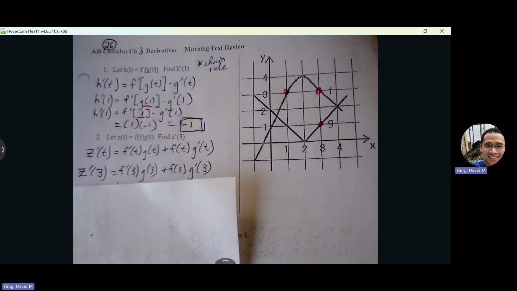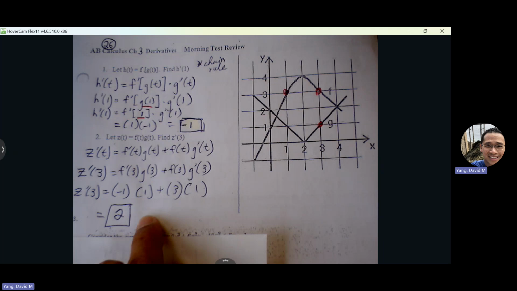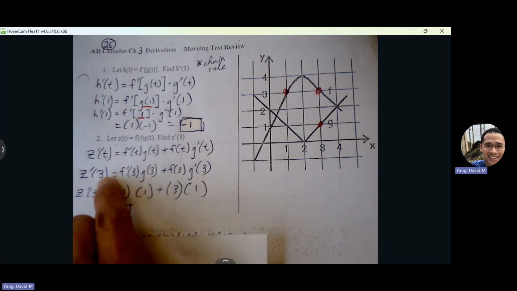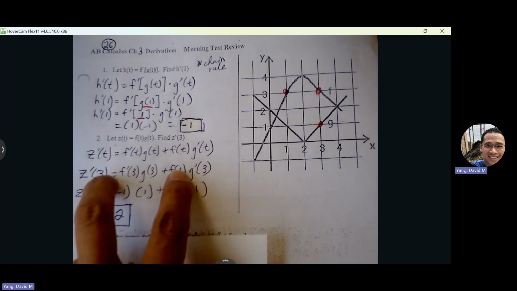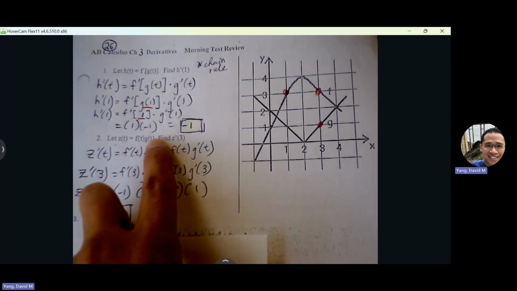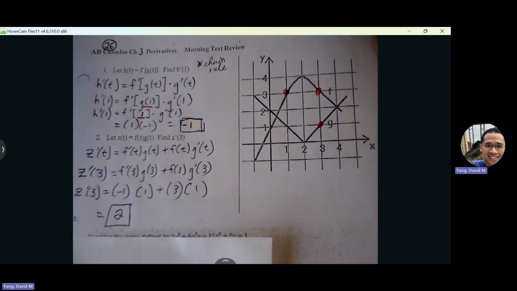Would it be okay if, after we wrote the equation, we just plug in all of them? Like if we just write c prime of t equals f prime of t times g of t, we just go straight to c prime of 3. That's fine. I just want to see that you're using the rule, and then that's fine.